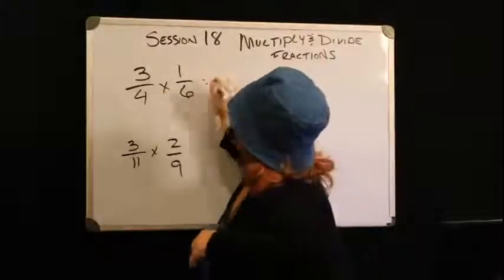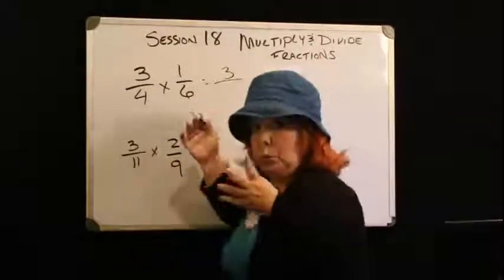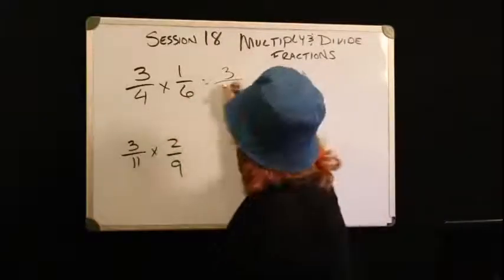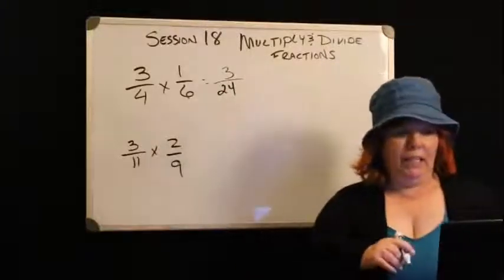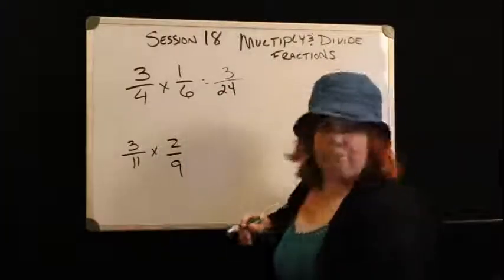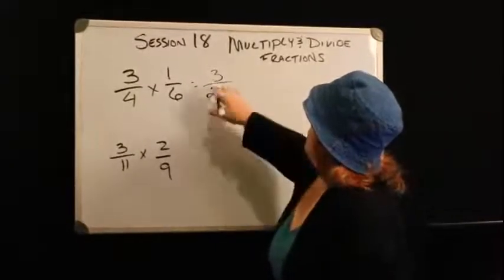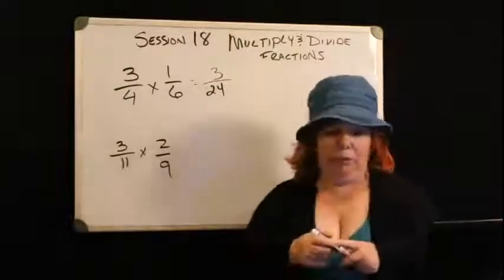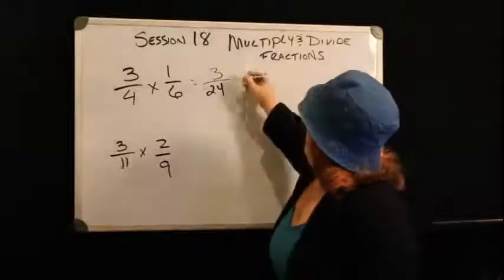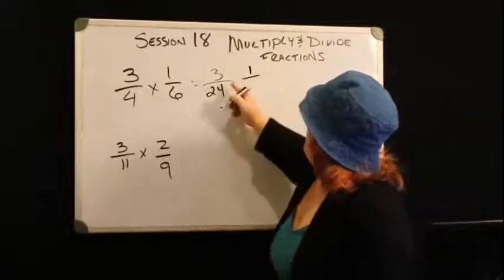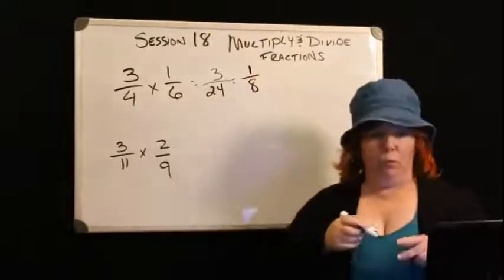So 3 times 1 is 3. 4 times 6 is 24. Okay? So can either of these be reduced? Yes. Can 24 be divided by 3? Yes, it can. 3 goes into 3 one time. 3 goes into 24 8 times. 1/8. Okay?